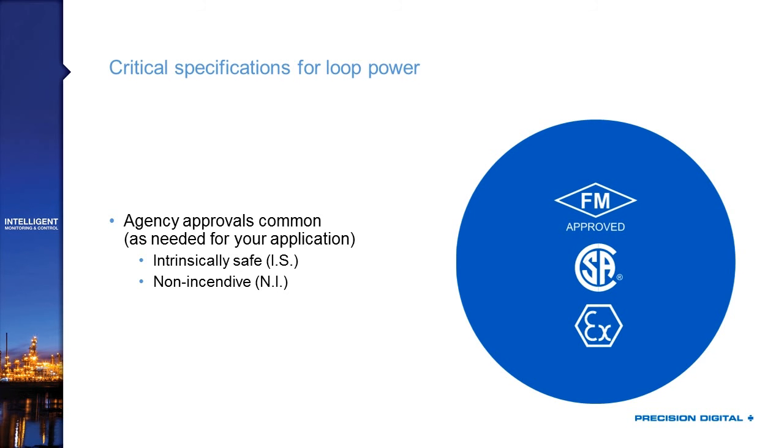And loop power devices can very easily be designed to get intrinsically safe or non-incentive approvals on them for Class 1, Div 1, Class 2, Div 1, et cetera, areas without having to become explosion-proof devices. So if you need those classifications and you can support an intrinsically safe or a non-incentive device, then it provides you with a nice low-cost way to get that approval as opposed to going out and getting something that has to be sealed inside of a big aluminum or stainless steel enclosure.